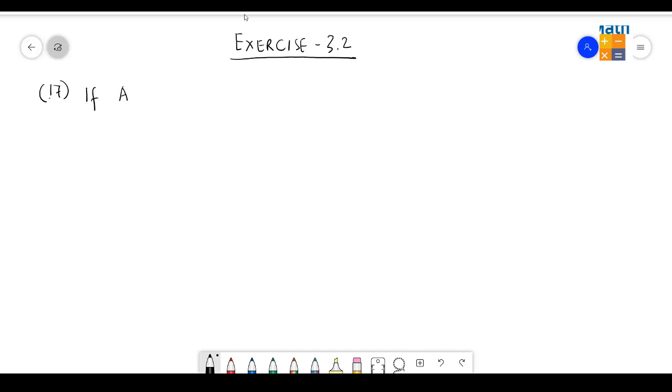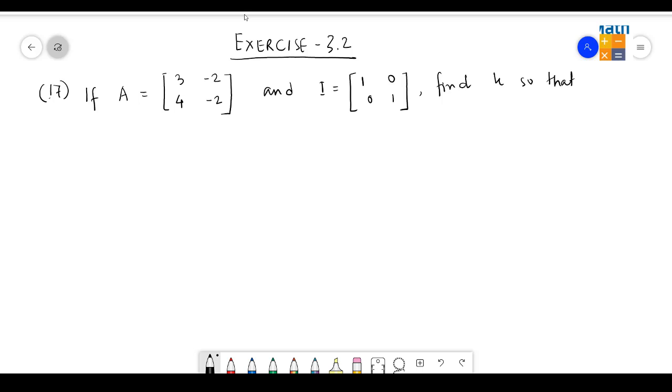If capital A is equal to, this is a matrix given to us, 3 minus 2, then 4 minus 2. This matrix is of order 2 by 2. It is very clear from the expression only. And I is the identity matrix, 1 0 0 1. So these two are the matrices given. Find k so that capital A square is equal to small letter k into A minus 2I.